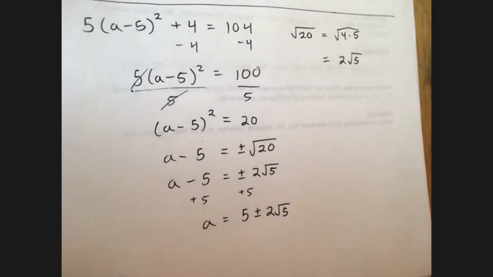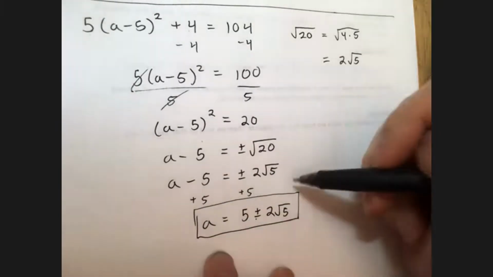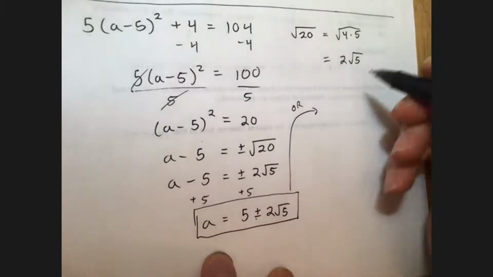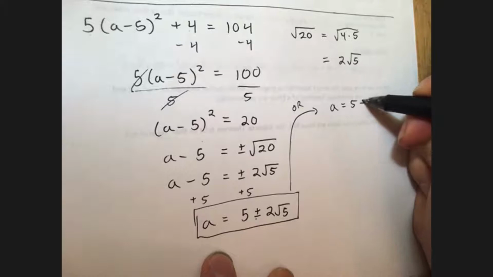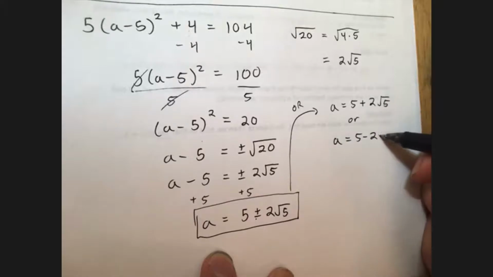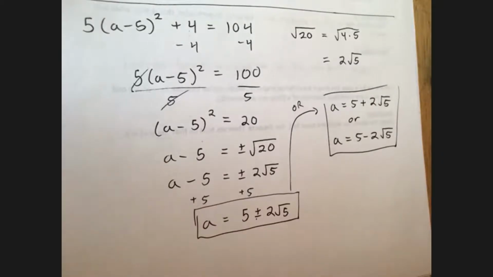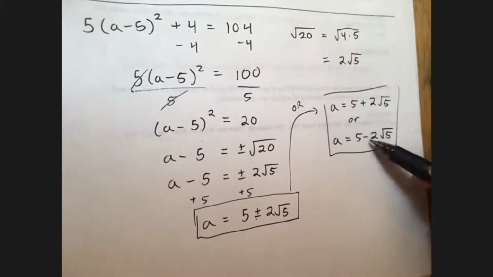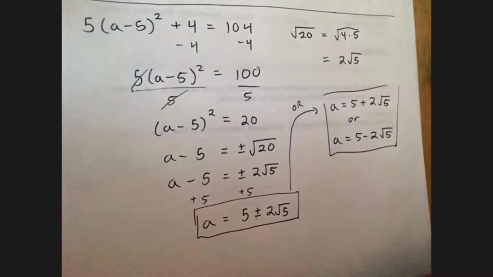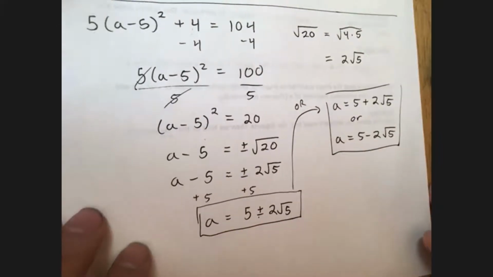That's one way to write the answer. But if people don't like using plus or minuses, then you can do it this other way. You can write it as a equals 5 plus 2 root 5, or a equals 5 minus 2 root 5. Another way to write the answer. They mean the same thing. And if you plug either one of these into the original equation, it will satisfy that equation. It will make both sides equal. The left-hand side will become 104. Okay, any questions so far?